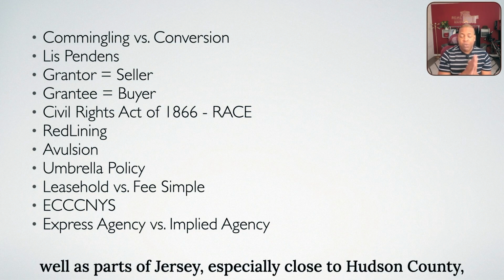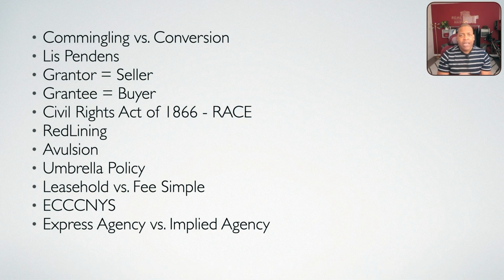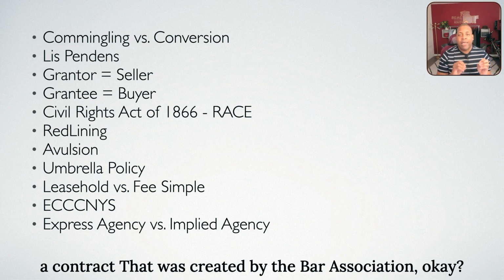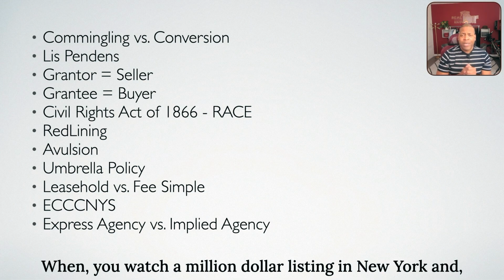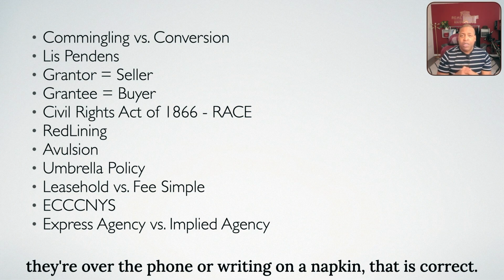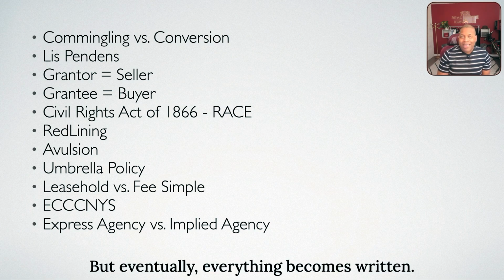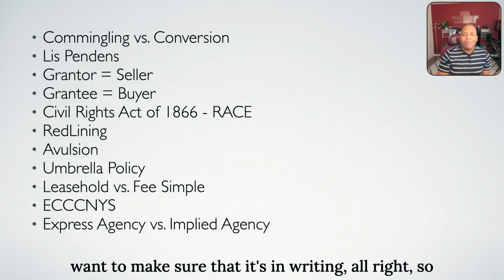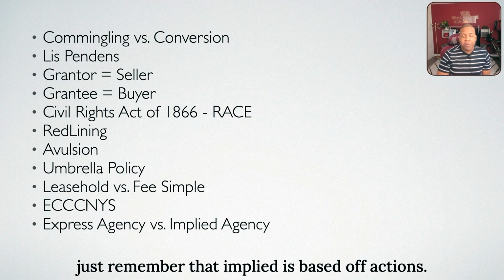Because in New York, as well as parts of Jersey, especially close to Hudson County, the attorneys are going to make it official by placing it on a contract that was created by the Bar Association, okay? When you watch $1 Million Listing New York and they're over the phone or writing on a napkin, that is correct. But eventually, everything becomes written. Why? Because again, if we ever have to go to court, you want to make sure that it's in writing. All right, so just remember that.